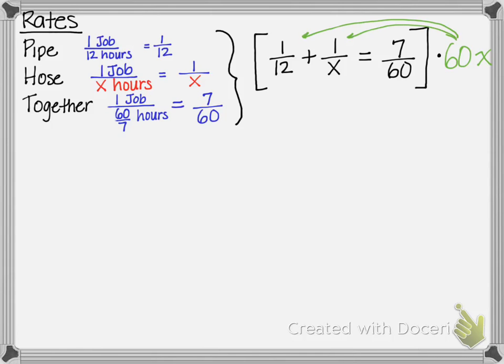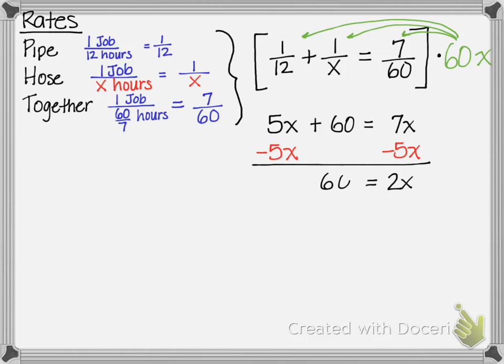When we do that, we multiply each of those terms by 60x, and we get 5x plus 60 equals 7x. To solve this, we subtract 5x from both sides, and we get that 2x equals 60. And lastly, we divide by 2 to get that x equals 30.